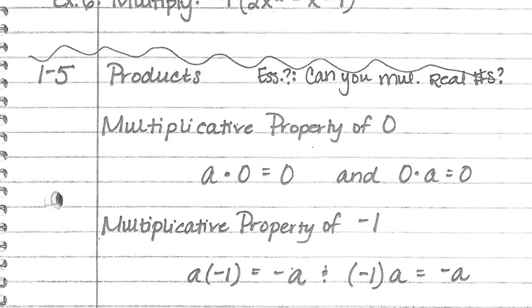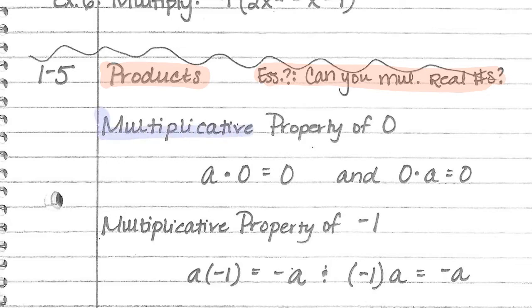Lesson 1.5, we are talking about products. What is a product, guys? Multiplication. Can you multiply real numbers? Yes, I can too. The first thing we're going to do is look at one property that you will see and you will be given.